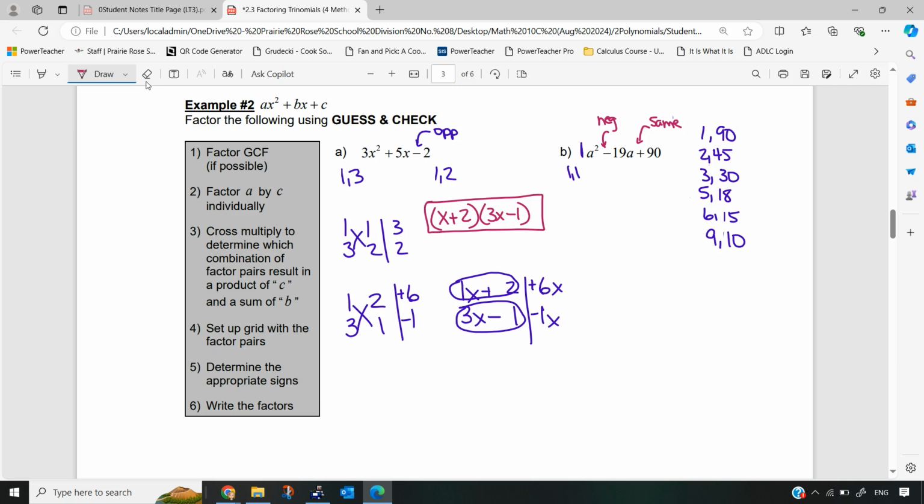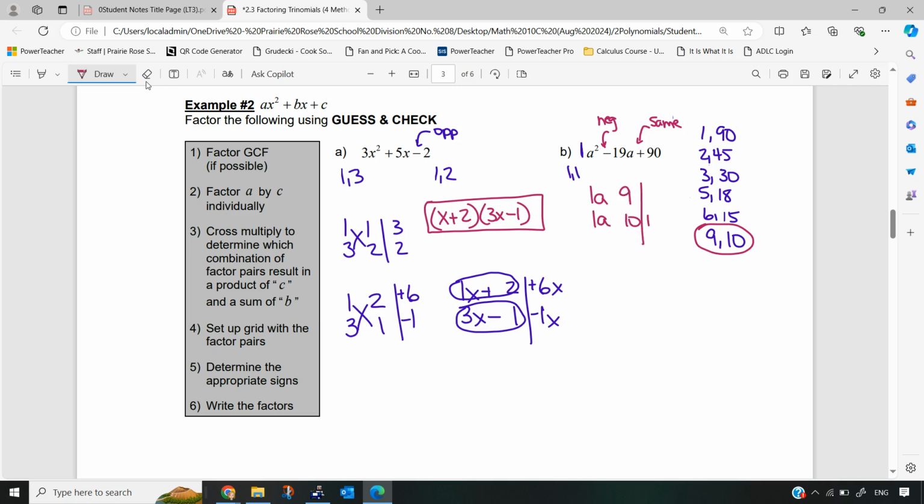So I need, again, something that has a product of 90 and a sum or difference of 19, and that's going to be 9 and 10. And notice again, I'm not worried about the signs. I'm just trying to find two numbers that would give me a product and a sum or difference. So I set up my chart. I'm going to have 1a and 1a and 9 and 10.